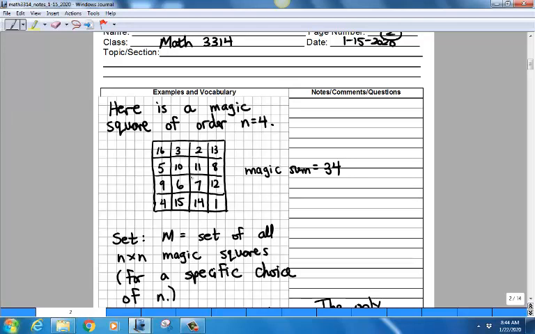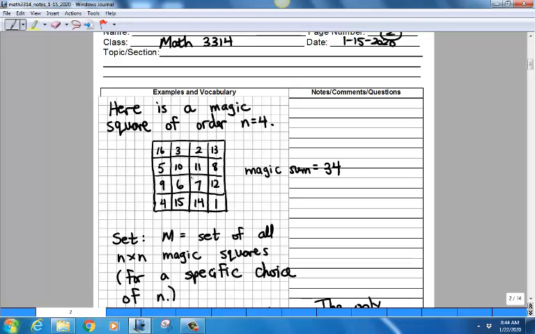Now the sum that the columns, the rows, and the diagonals add up to is called the magic sum for the magic square. We can see what the magic sum is just by adding up one of these rows or columns, since they're all supposed to add up the same. So this is 16 plus 3 is 19, 21, plus 13 is 34. So the magic sum is 34.